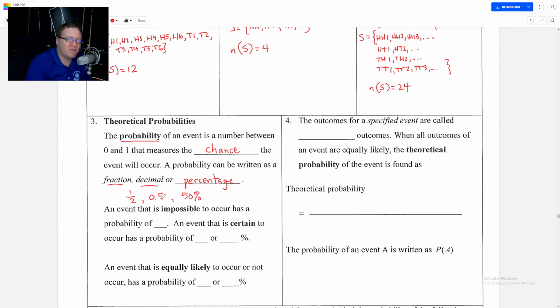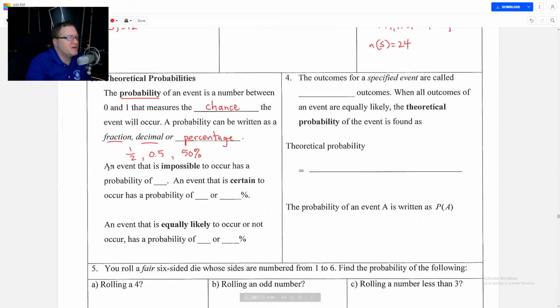So these are all the same thing, and they're all talking about probability. But sometimes you will see it as a fraction, a decimal, or a percentage. Now, an event that is impossible. For example, if I'm rolling a die one time, what's the probability that I get an 8? Well, that cannot happen. It's impossible. A 6-sided die does not have an 8 on it. So the probability is 0. An event that is impossible to occur has a probability of 0.